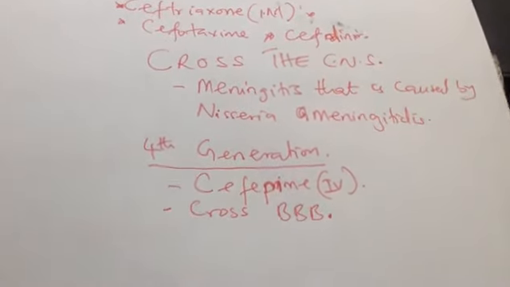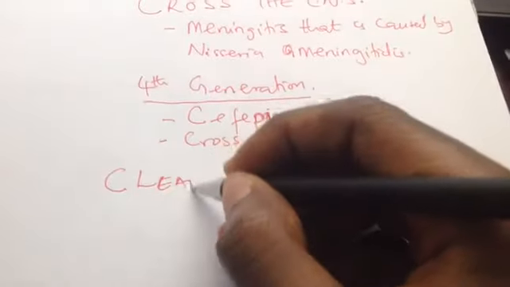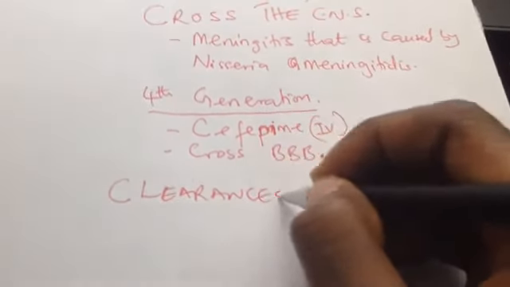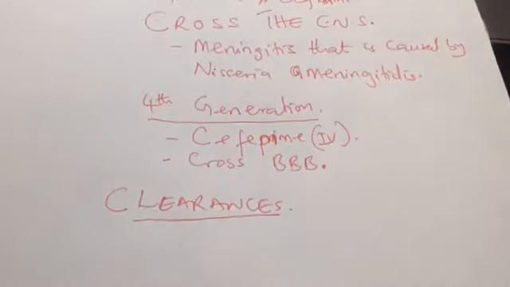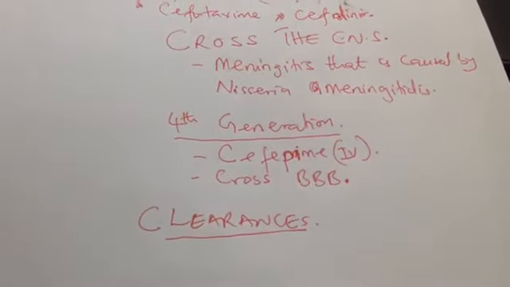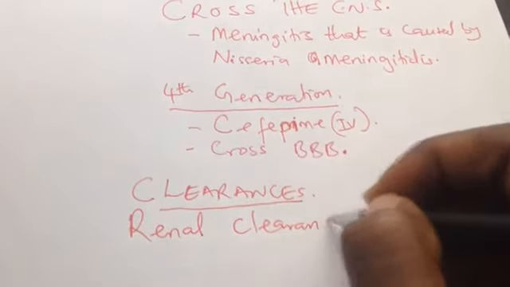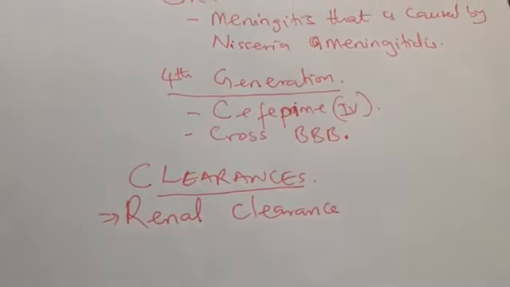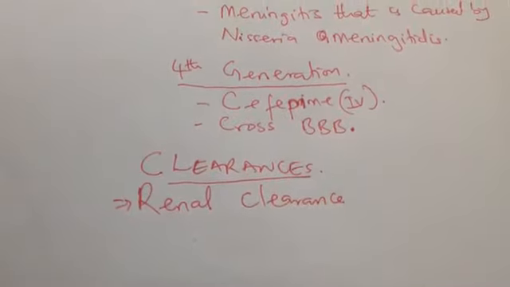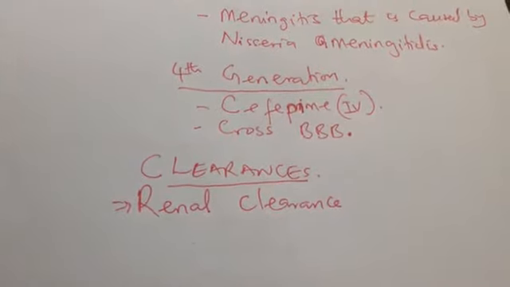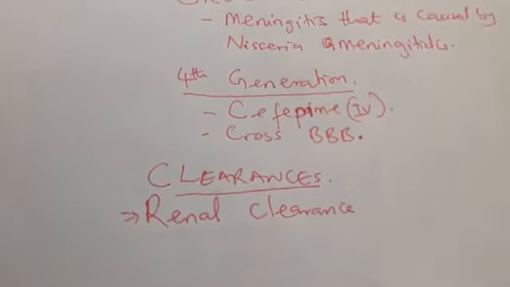So now we are going to talk about the clearance of the cephalosporin. When we take the cephalosporin, how are they going to be cleared from our body? Mostly, if not all, they are all excreted through renal clearance. That is to say, all of them are excreted by the kidney, with the exception of one. So we have to know the exception, which is the ceftriaxone. Because it is lipid soluble, it has to be excreted inside bile.